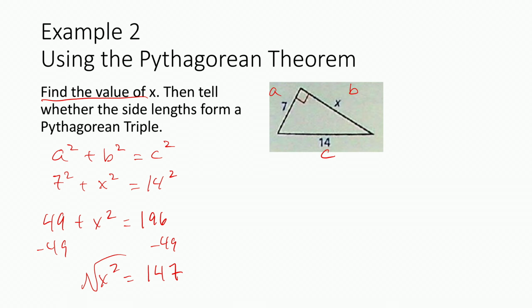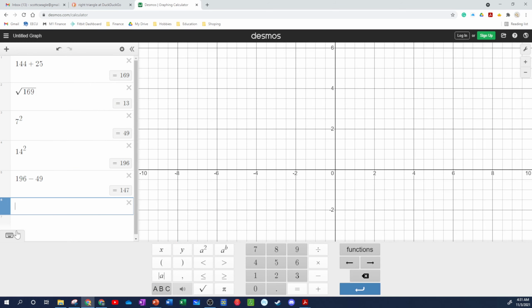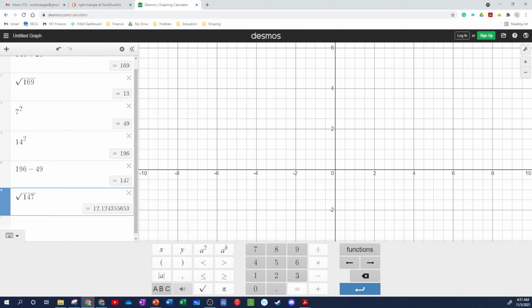So we're going to take the square root of both sides. I'm going to use Desmos here. I'm going to open up my keypad and take the square root. Inside the square root, we write 147, and it's going to be 12.12. I'm just going to round to 2 decimal places for this example.